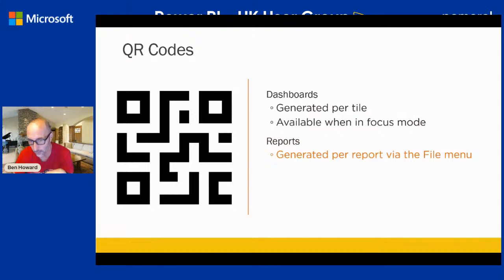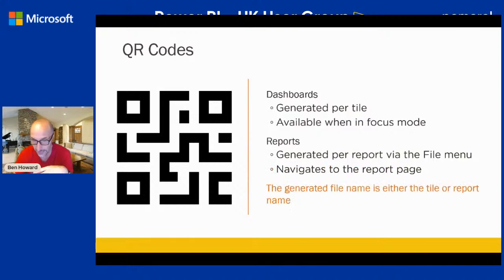And for reports, they're generated somewhere completely different. Again, you go to the service, but instead of them being on the share, they're generated per report via the file menu. And again, it navigates to the report page. The generated file name of this QR code is either report or the tile name. So don't call your report one, because then your QR code gets called report one, which is a bit naff for people.